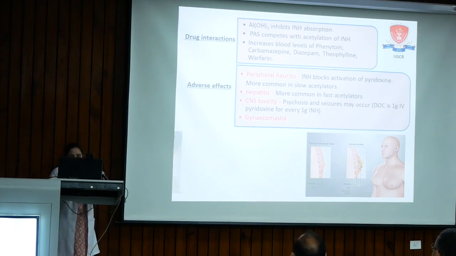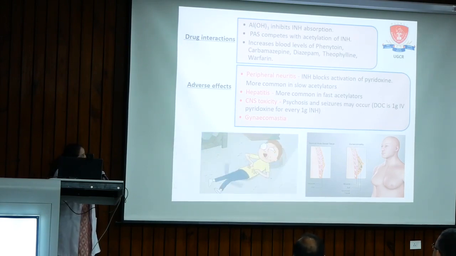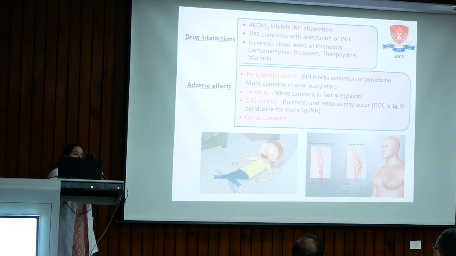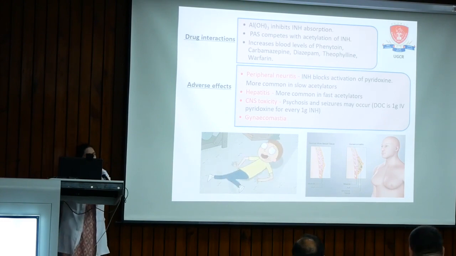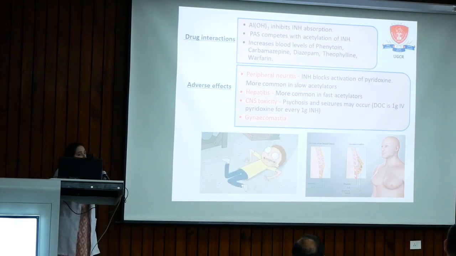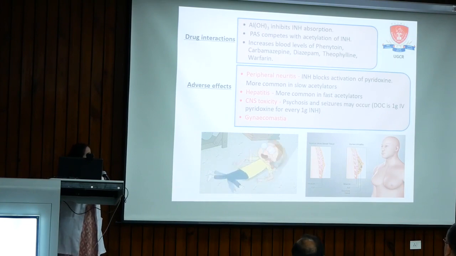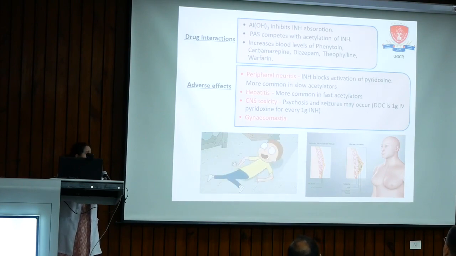Coming to the adverse effects, peripheral neuritis. Isoniazid blocks activation of pyridoxine into pyridoxal phosphate, causing this. So, a prophylactic dose of 10 mg vitamin B6 is used. This is more common in slow acetylators due to accumulation of isoniazid, whereas hepatitis is more common in fast acetylators due to accumulation of acetyl hydrazine.